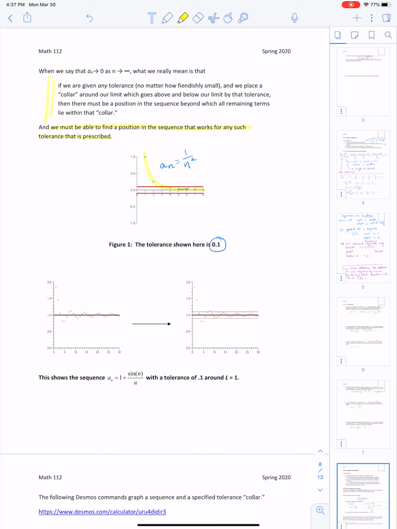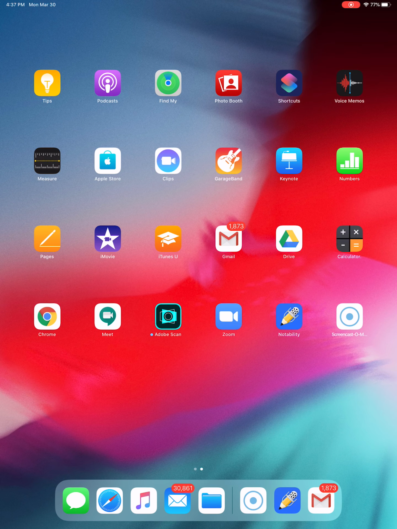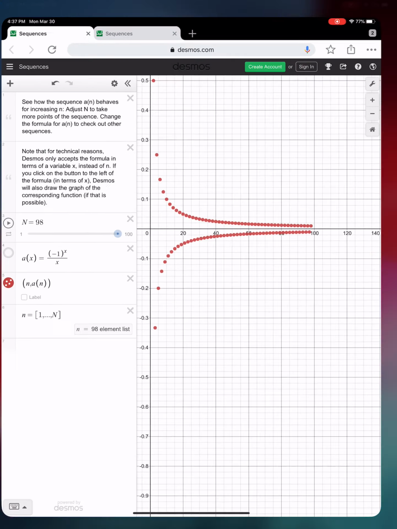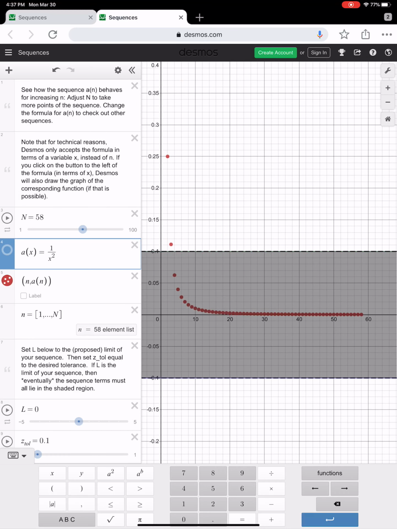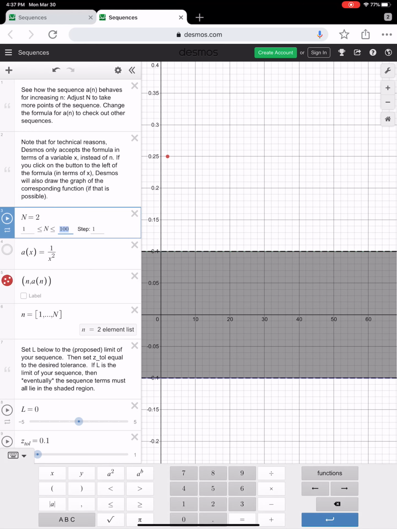Okay, so let me go to Desmos and show you that. At the top of the next page is a link. You can see it right down here at the bottom of the screen that I'm recording. So we'll just go to that, and I think I have it up in Chrome in this tab here. So I have graphed the sequence 1 over, and let me not make this 100, let me make this 10.